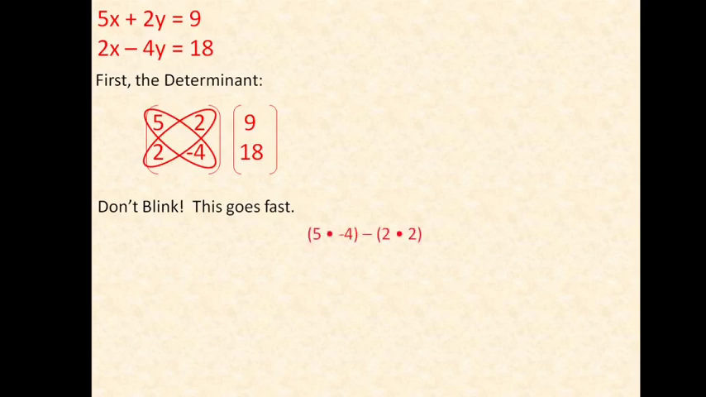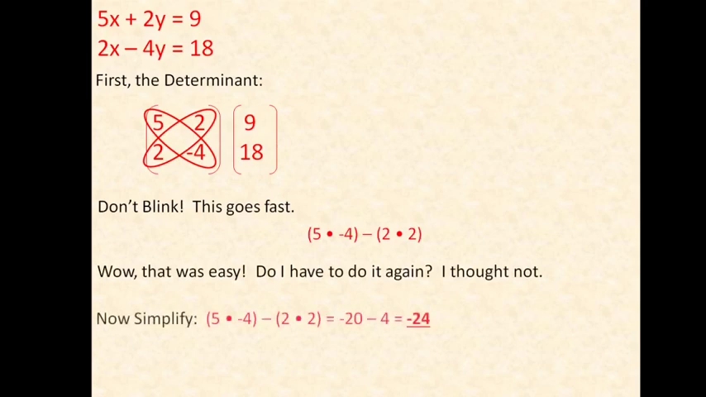So here we have the arrangement: 5 into minus 4, A and D, minus 2 into 2, that is B and C. After performing arithmetic operations and simplifying this mathematical expression, we have the value of the determinant as minus 24. So the value of the determinant is minus 24 for these two equations.